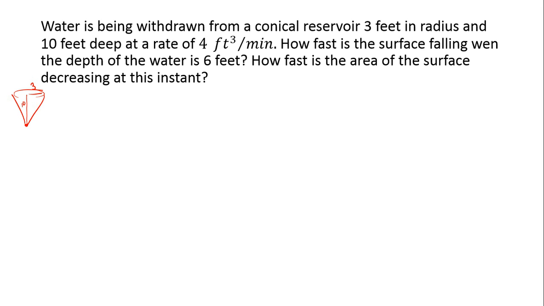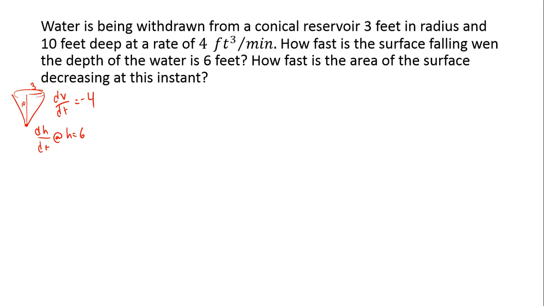So that means since it's draining out about 4 cubic feet, that means our dV over dt is equal to minus 4. Okay, our h is 10, our r is 3, and it wants to know how fast is the surface falling when it's at 6 feet. So we want to find our dH over dt when h is 6. Okay, so that's what we're going to be trying to do.